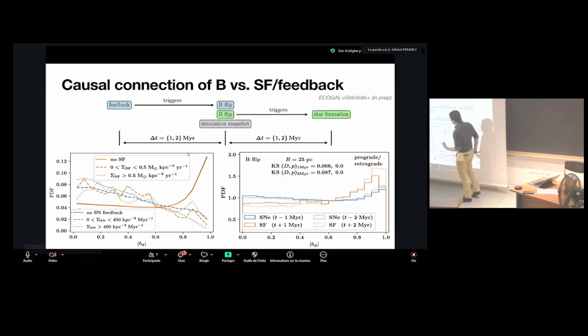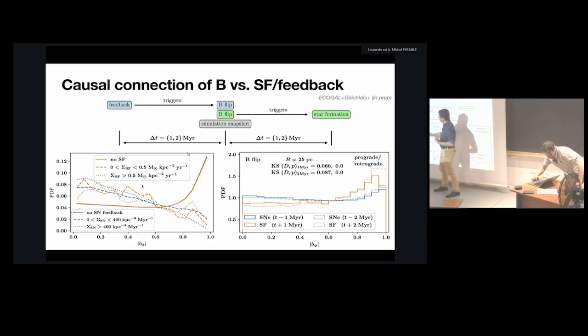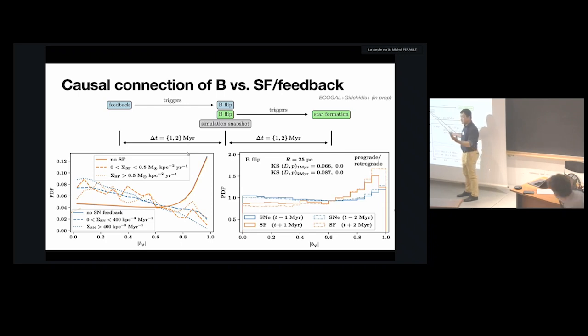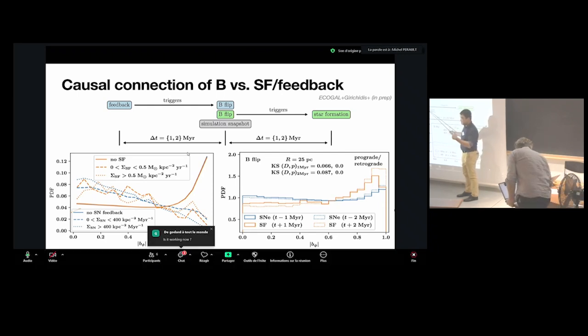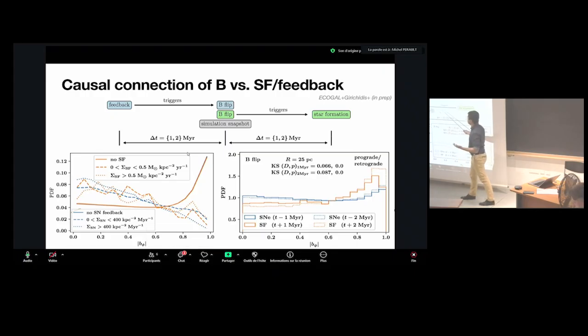So in order to do that, we can envision two different scenarios. One is that we have star formation and feedback, and that triggers somehow a flip in the magnetic field. Or we can have the case that the magnetic field flip is triggered by something else, an instability or whatever, that causes the compression of gas or the loss of local magnetic support, and that triggers dense regions and star formation.